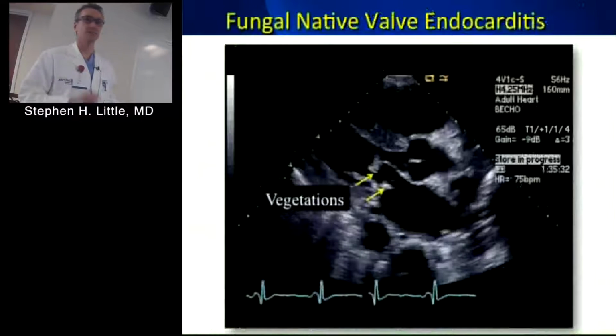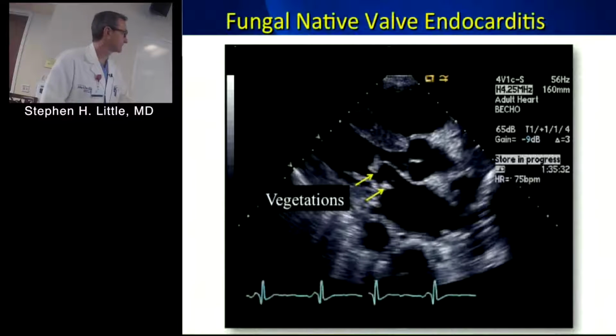Fungus can do all kinds of stuff. It can be small, big, oscillating, wide base, small base. There aren't many rules that a fungal infection is going to follow.